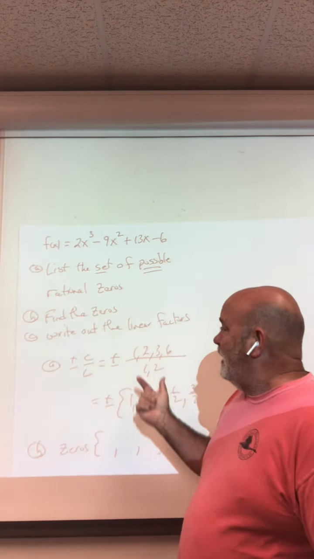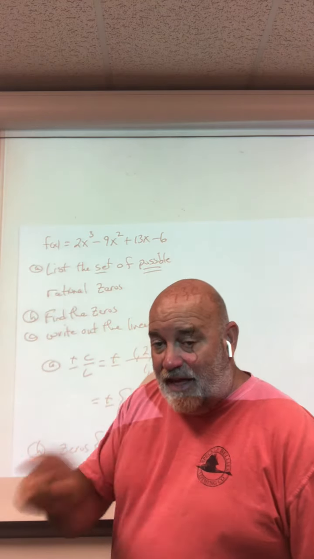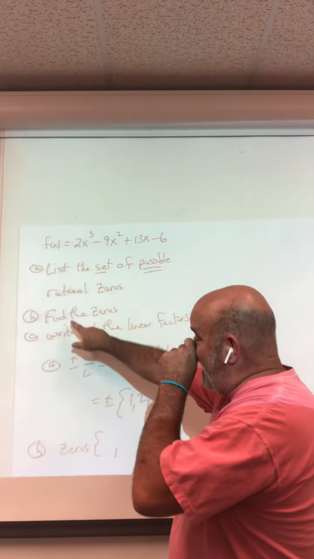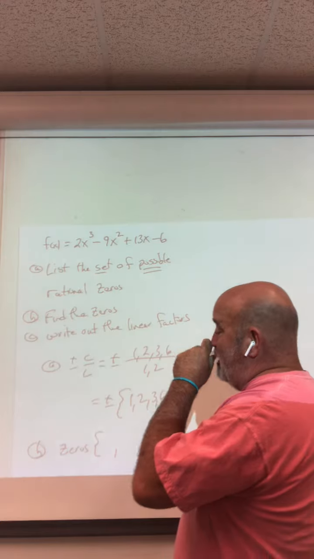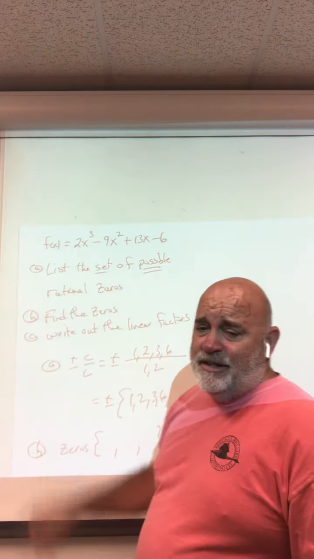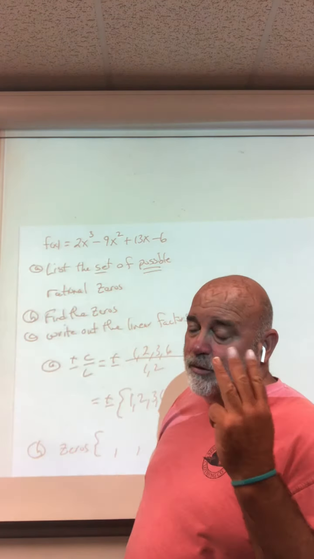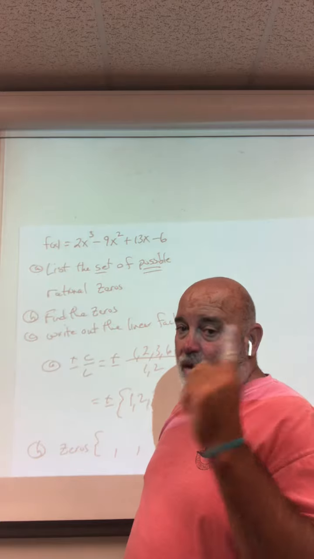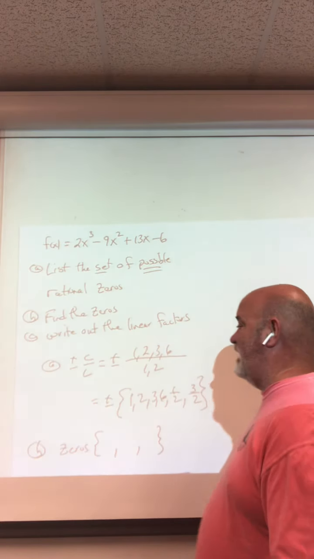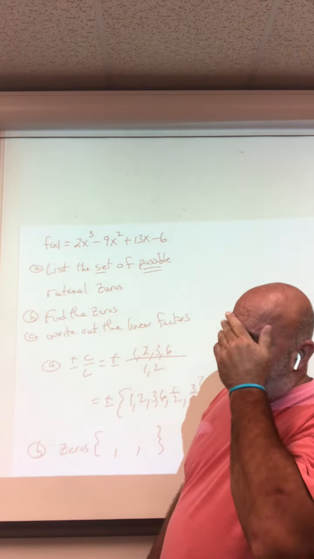Then after we do that, we're going to carry it a step further. We're going to get in that list and check it till we find the zeros. And remember now, in this video, when you're looking for your zeros, you don't have to find all 3 with synthetic division. You only have to find 1. I'll mention that again in a minute. And then we'll write out the linear factors.